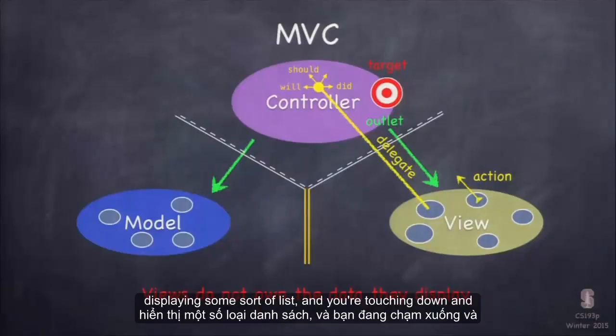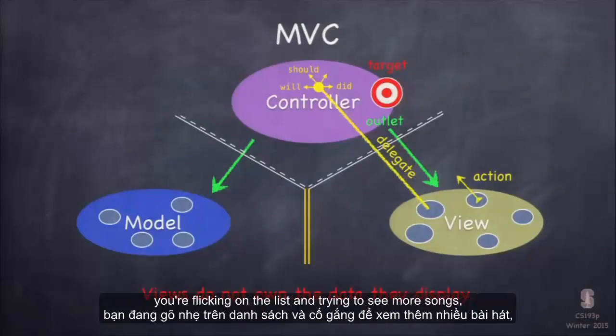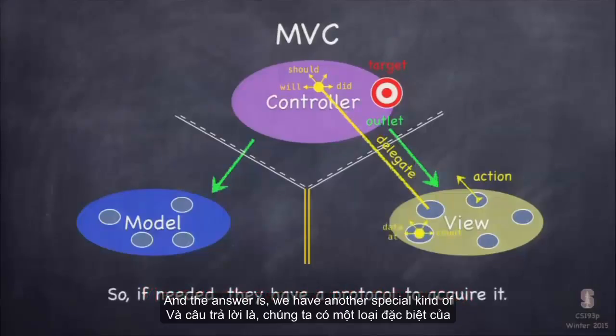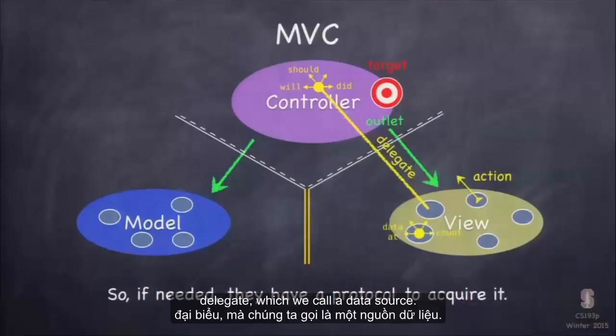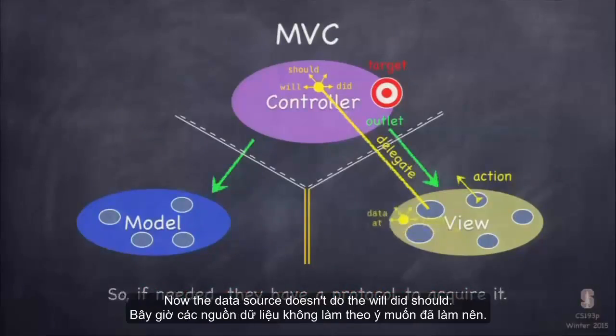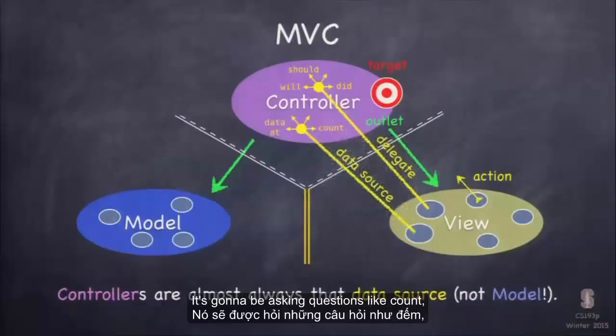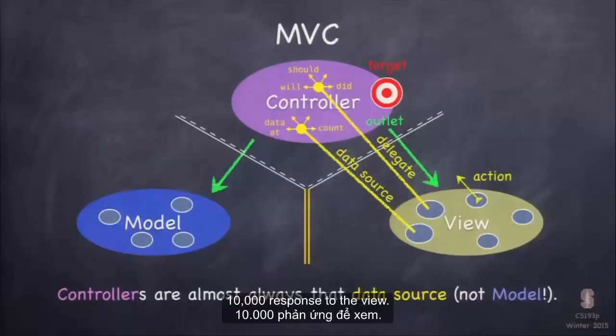And the view is displaying some sort of list, and you're touching down and you're flicking on the list and trying to see more songs. How does that communication happen? And the answer is we have another special kind of delegate, which we call a data source. Now, the data source doesn't do the will, did, should. It's going to be asking questions like count, like how many songs are there? And the controller looks in the model, 10,000. Responds to the view, there's 10,000. The view makes space internally for 10,000 things.